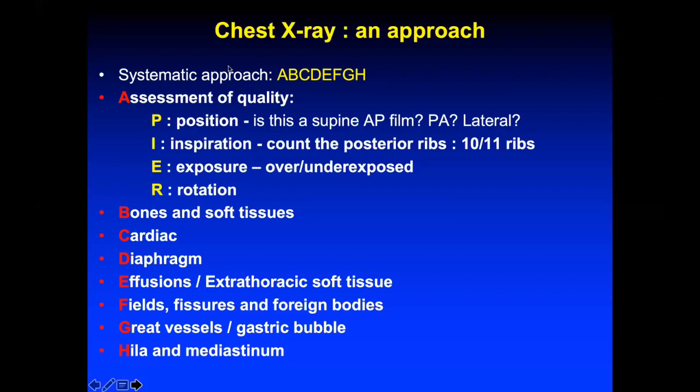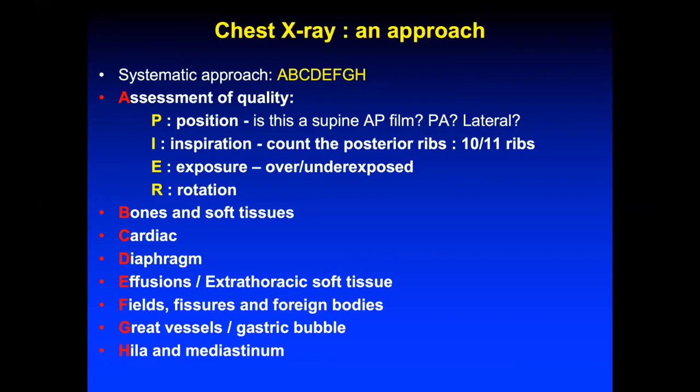The reading of a chest X-ray should always follow a systematic approach. And the systematic approach is classified as A, B, C, D, E, F, G, H. So first thing would be assessment of the quality of X-ray. And for that, you can use the mnemonic RIPE, or Right. That is, P stands for position. Now, is this a supine film? Is it an AP film, PA film, or a lateral film?